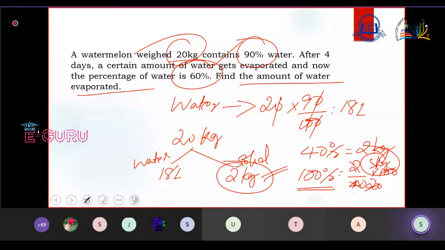So the amount of water gets evaporated is 15 liter. Initial weight was 20 kg, current weight is 5 kg only. So this 15 kg difference happened only because of that many liters of water gets evaporated. Okay.